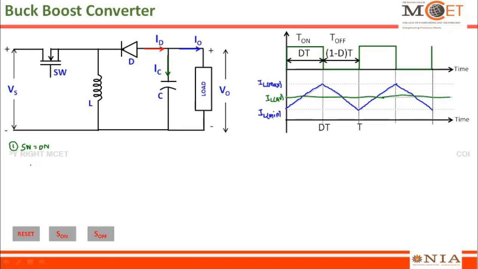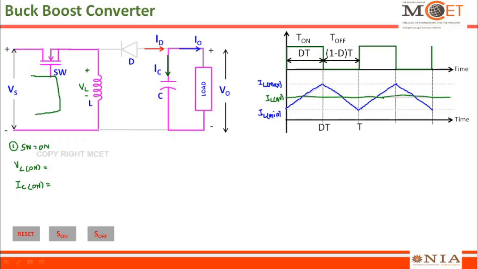Let us try to write the expressions for VL on, that is the on voltage of the inductor, and the current through the capacitor when the switch is in on condition. Let us try to write the expressions for these two. Now the switch is on. So if I look at this condition, let me try to represent this. This is positive and this is negative, and the voltage across the inductor, let it be VL. So there will be a current circulating inside the loop, in this direction.